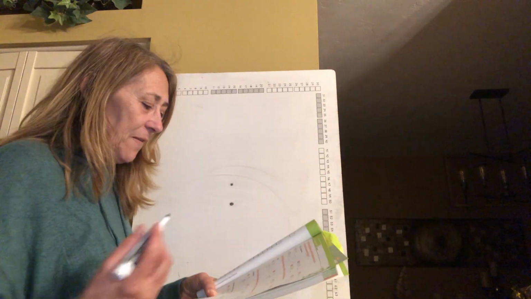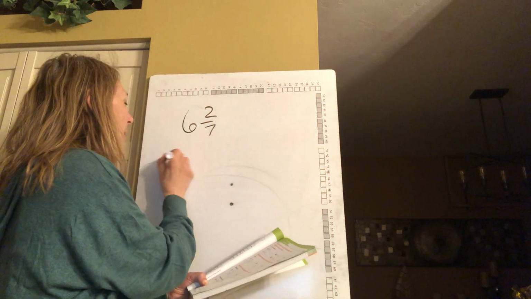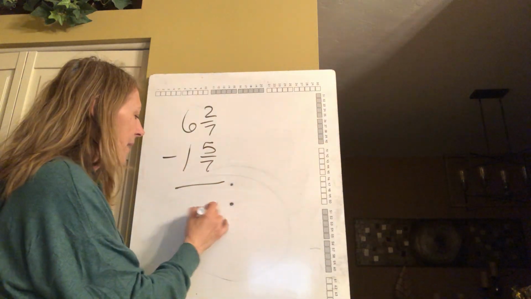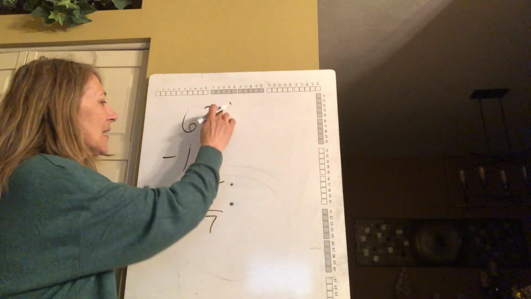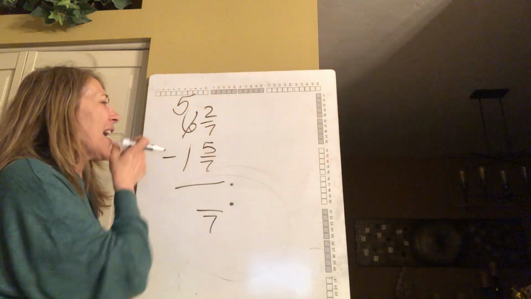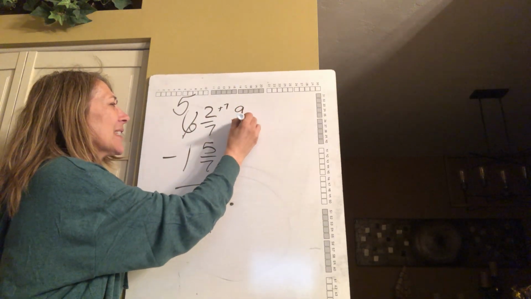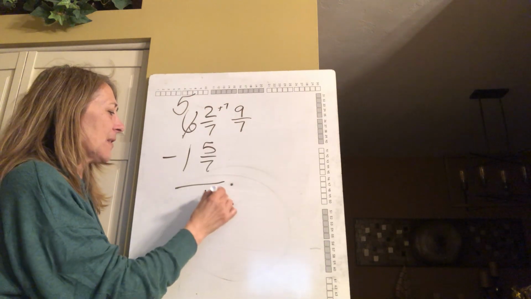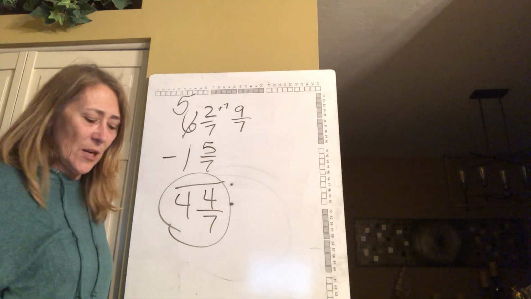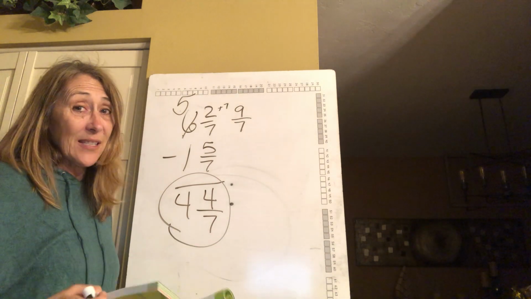All right, let's take a look at 15. Was 6 2/7 minus 1 5/7. Hopefully you saw that we needed 7ths, and I needed 5 from 2, so I didn't have enough. The 6 became a 5, and I added 7 to the 2, so it's 9/7. 9 minus 5 is 4. 5 minus 1 is 4 as well. 4 and 4/7 for number 15. You guys are rock stars.